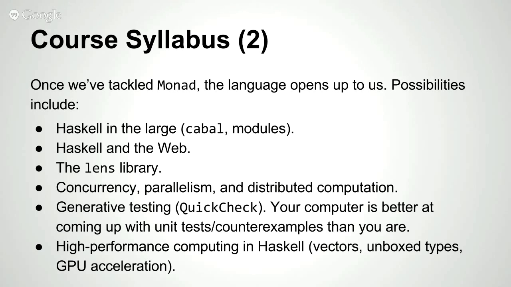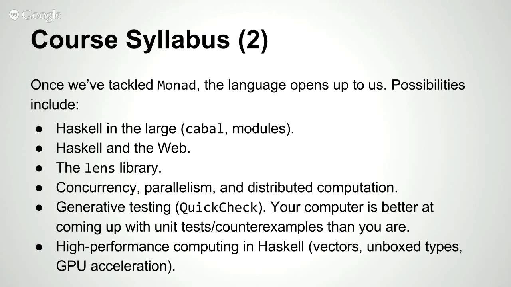After that, concurrency, parallelism, and distributed computation. And this is not necessarily the order I plan on taking. These are just some ideas that I have right now for future topics. But generative testing is really neat. There's a library called QuickCheck where you assert properties about your code, but QuickCheck itself will come up with test cases, and it'll try to find counterexamples, and it's probably better at that than you or I am.